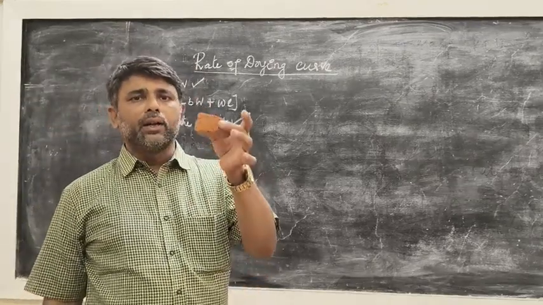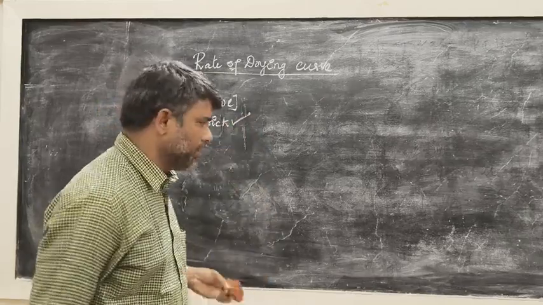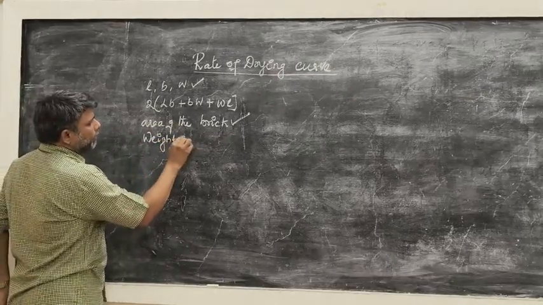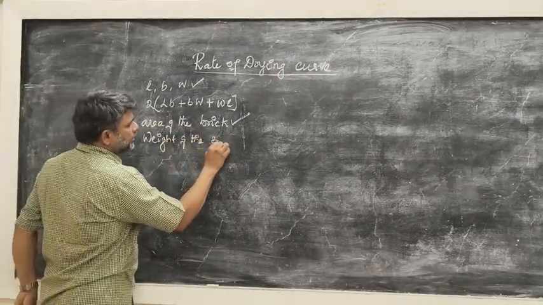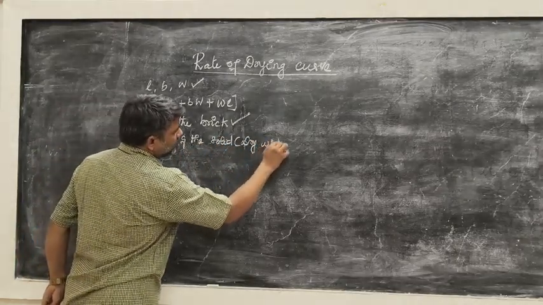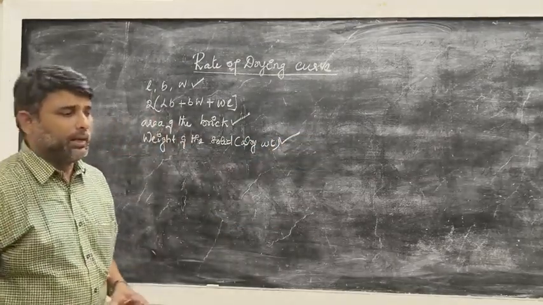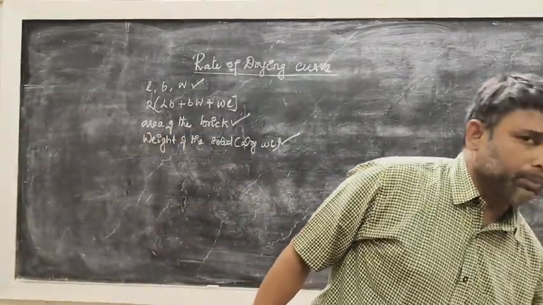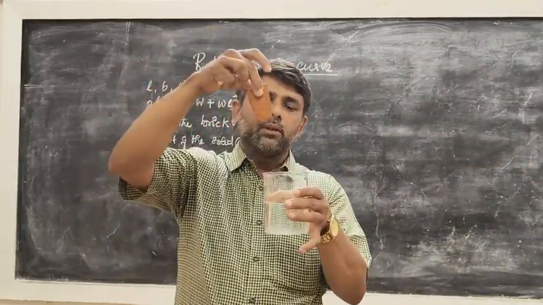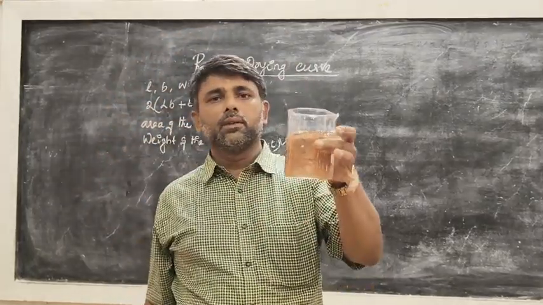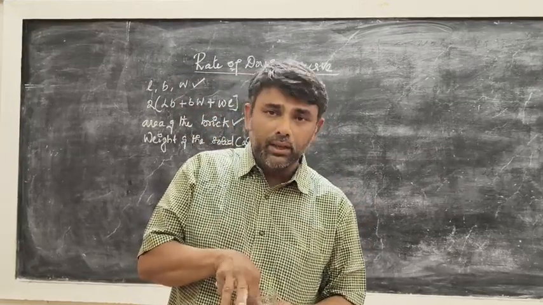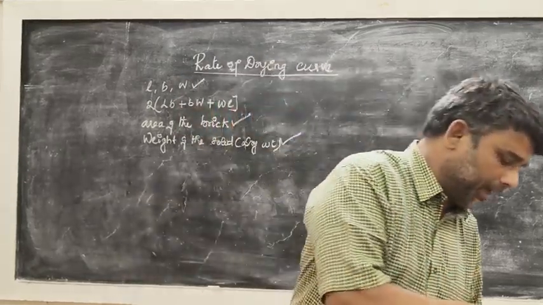Next parameter, now I am going to take the weight of the sample. Weight of the solid. This weight is dry weight. So dry weight is also known. And take a glass beaker with a certain amount of water. Now I am going to drop this brick into this liquid water. After enough time is allowed, remove this brick and weigh it again.